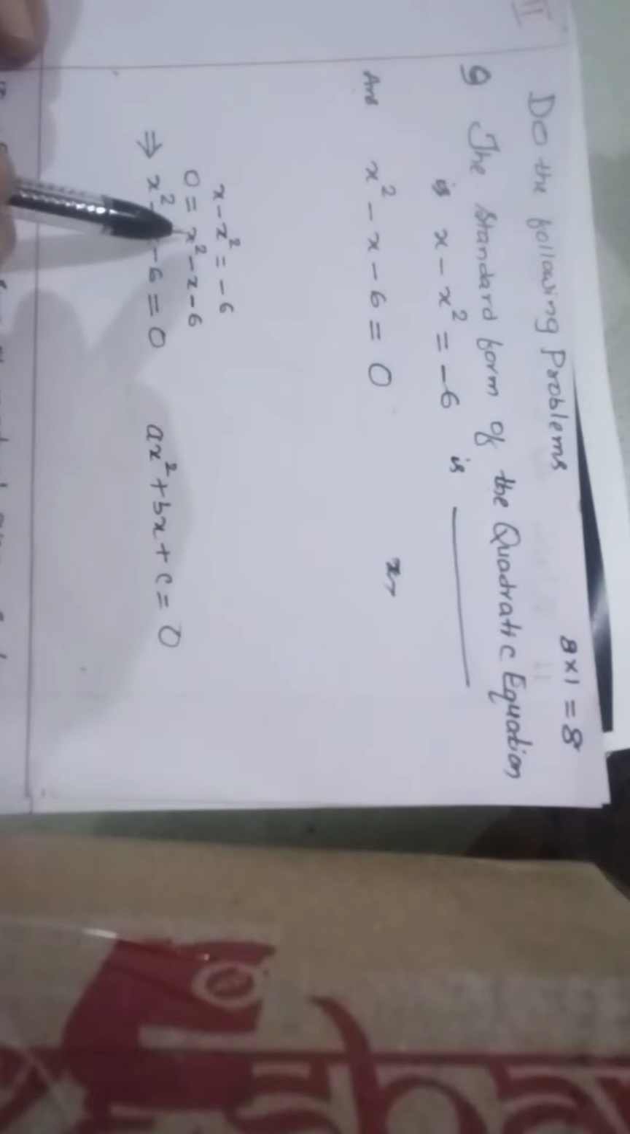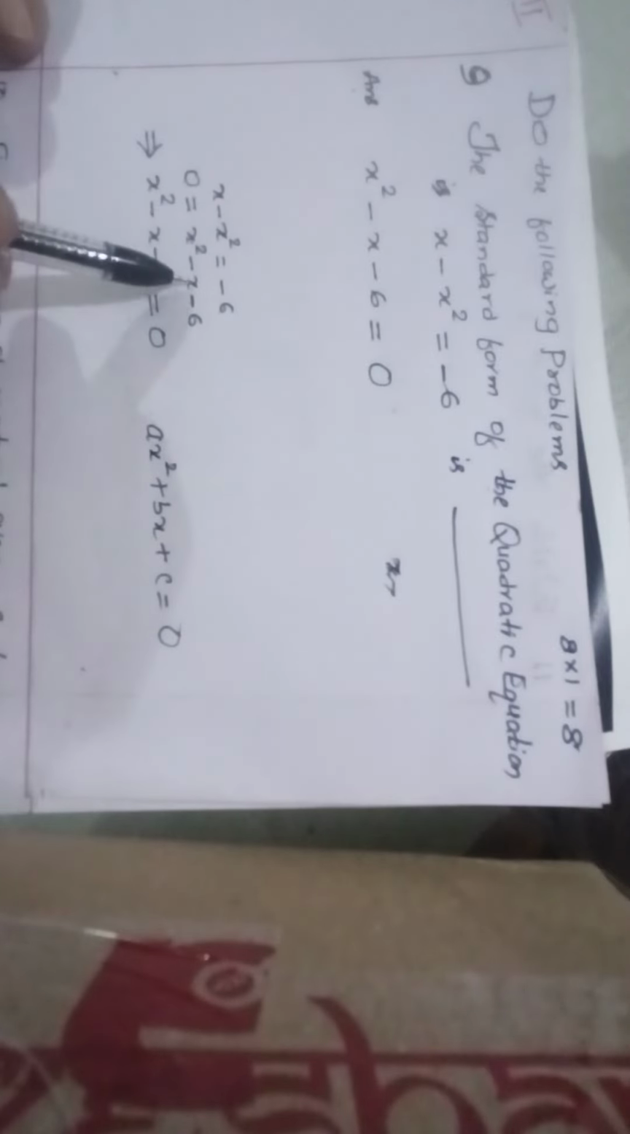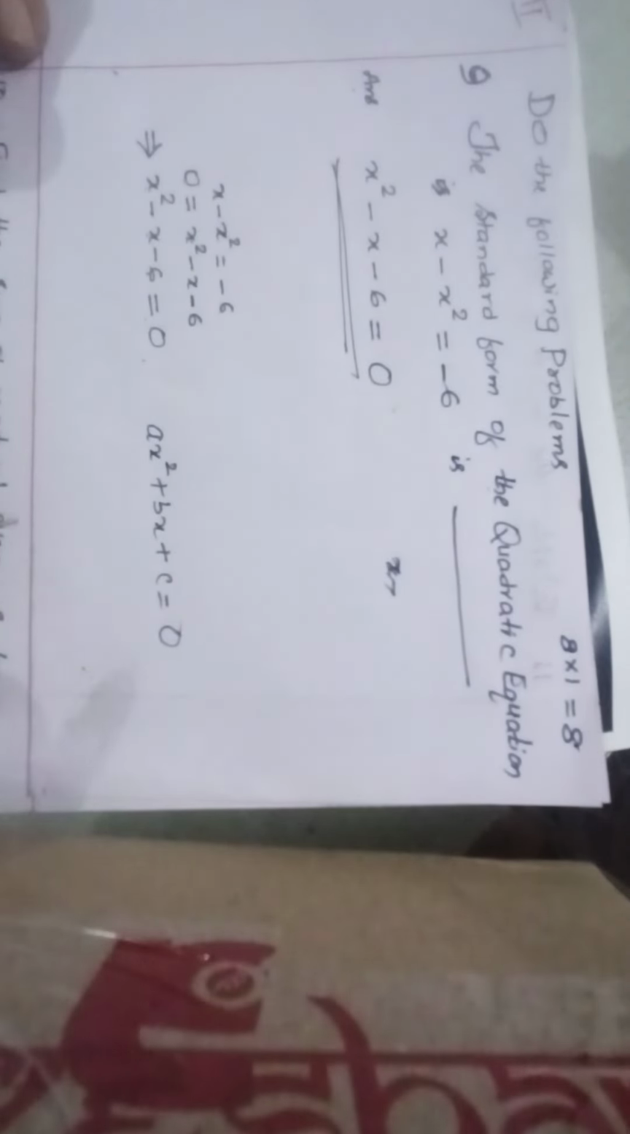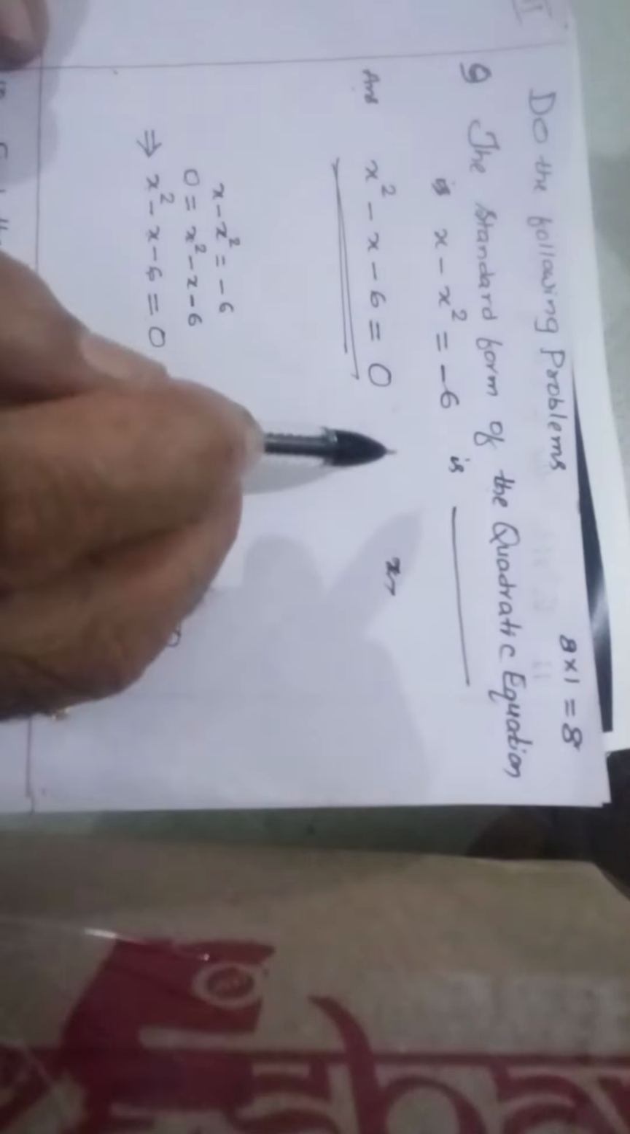Now transfer these two terms to the RHS, that is 0 equals x square. When it comes to the RHS, it changes the sign, x square, and this plus x is minus x, and minus 6 is already on the RHS, don't change the sign, that is minus 6. So interchange the LHS and RHS, therefore what do you get? x square minus x minus 6 equals 0 is the standard form. Therefore you have to write x square minus x minus 6 equals 0 as the answer. You have to fill in the blank.